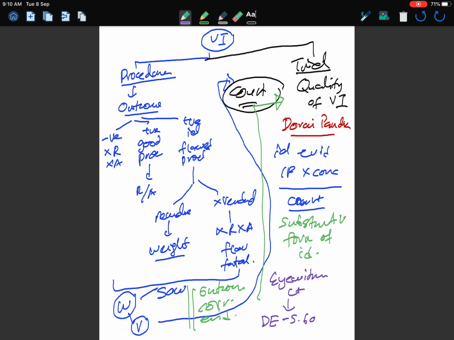Because evidence given by an eyewitness in the court will be direct evidence as to what transpired. So it satisfies Section 60 of the Evidence Act.